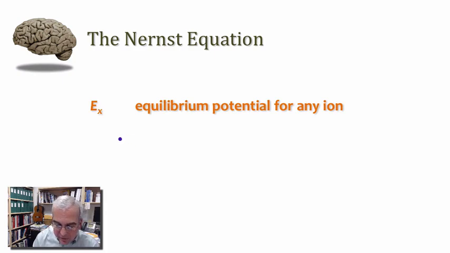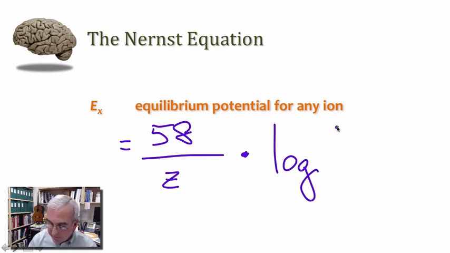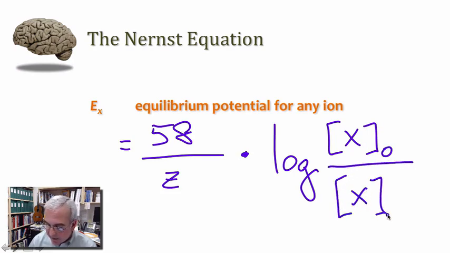We can say that the equilibrium potential for any given ion is equal to the number 58 divided by the valence term of that ion times the log base 10 of the concentration gradient. That is, the concentration of the ion outside of the cell divided by the concentration of the ion inside of the cell. So this is the form of the Nernst equation that I do want you to know, and it's provided for you in your tutorial notes, your handout for this session.